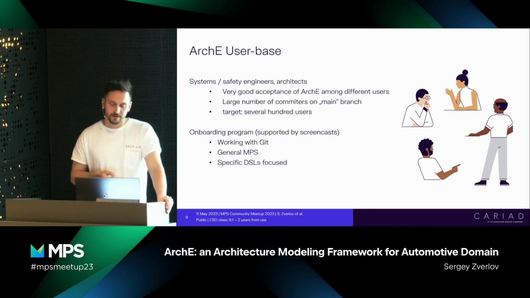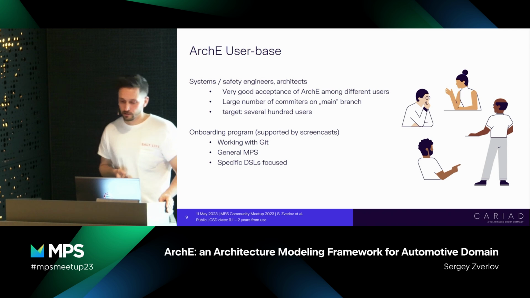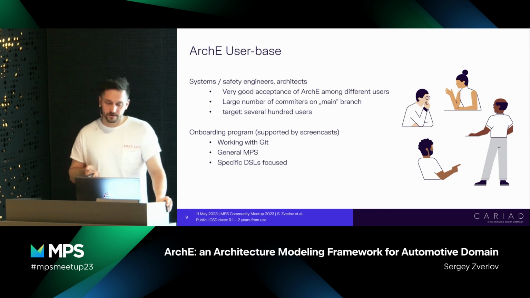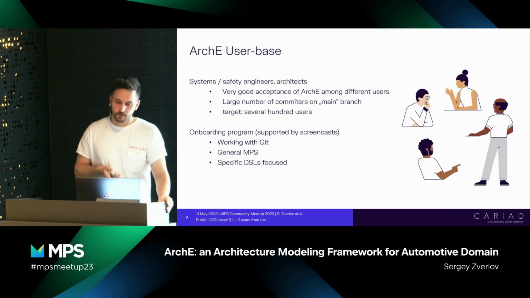We have quite a large number of committers already on our main branch on the user repo. I think it's like around 50 plus committers who commit regularly. We have currently around 100 something plus users who use ArchE. Not everyone uses it on a daily basis. Some of them just log in maybe once a month or so, but nevertheless. And the target would be like around 200, 300, 400 users when we fully roll it out in the VW group. So yeah, and those people will produce a lot of content.